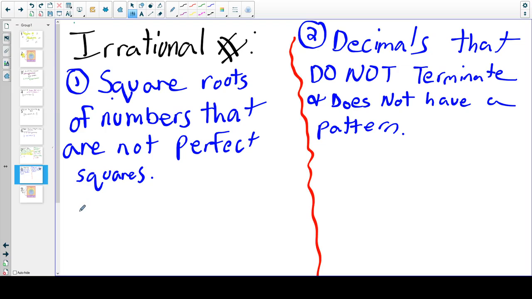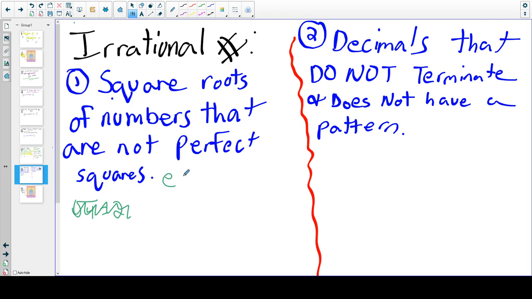So, for example, if I said the square root of 4, is that a perfect square? Meaning, is there one number that you can multiply by itself to get you 4? The answer is yes, 2. So the square root of 4 is 2. But that's a perfect square, so that can't be irrational. So this is not an example.